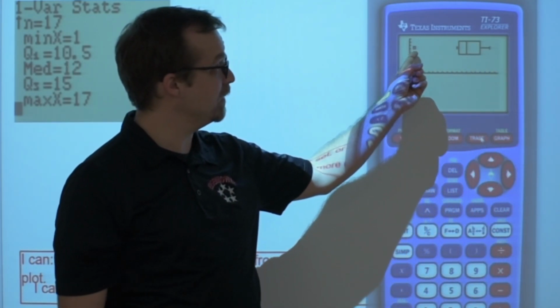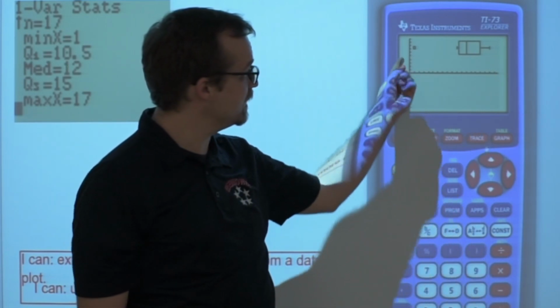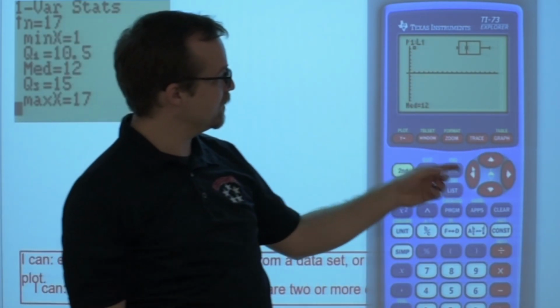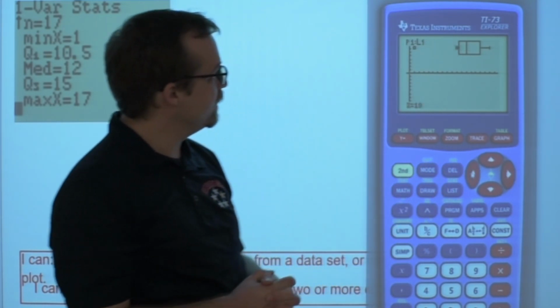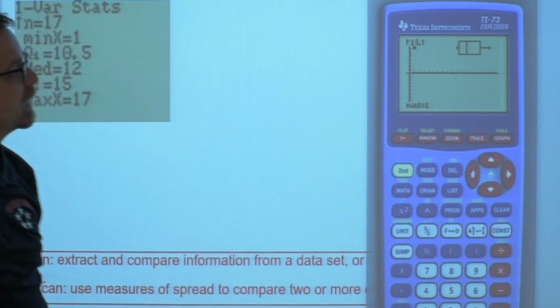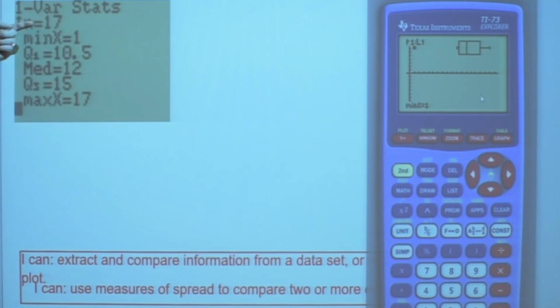It does look like we have an outlier here. And our box plot, if you don't know how to get to each of these points, is just click on trace right here. And then you can go left and right to go find those points. And you'll see here, if you go all the way over to the left, it highlights this point. And you'll notice it says minimum x is 1. It says that the minimum is 1 here, minimum x is 1 here as well. So that does work.